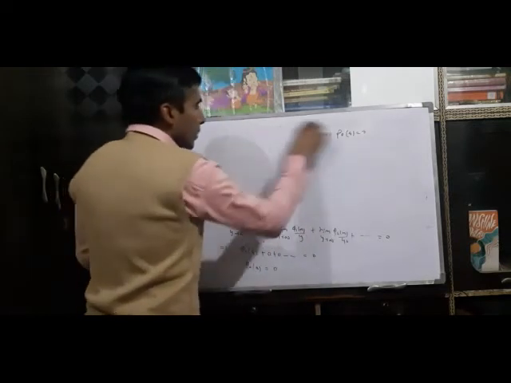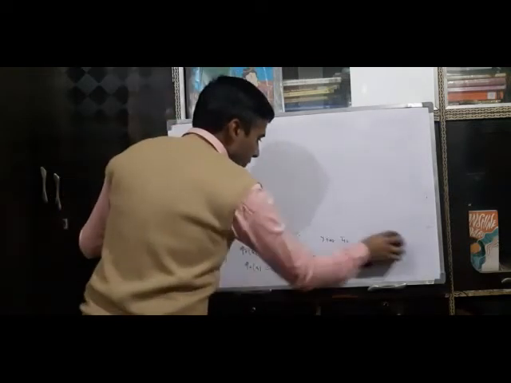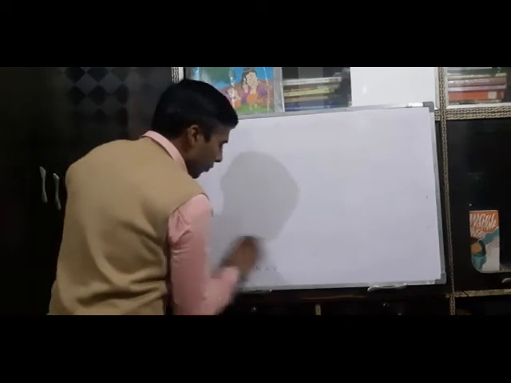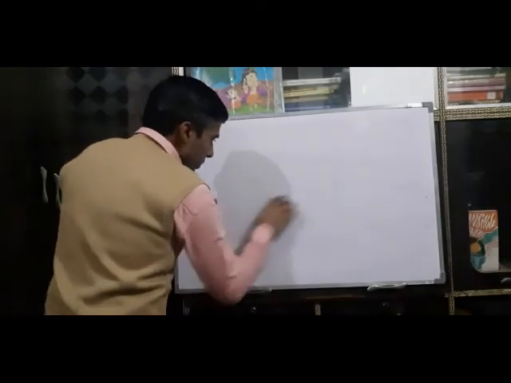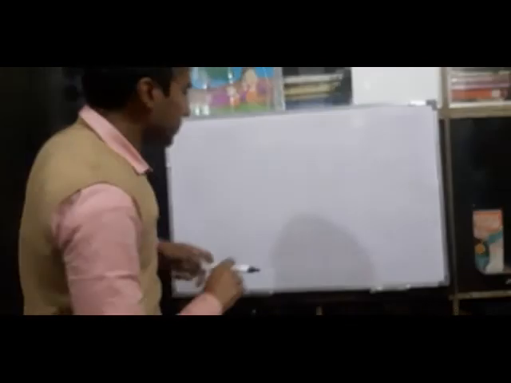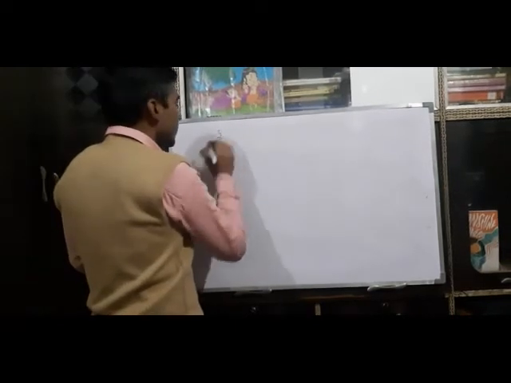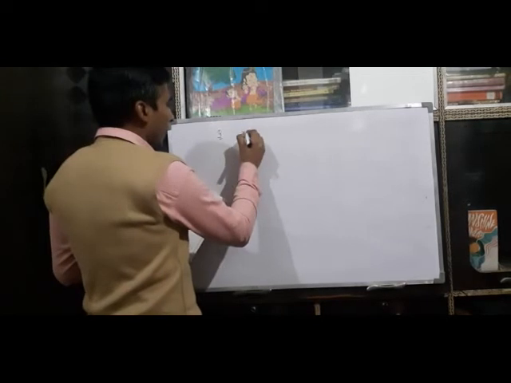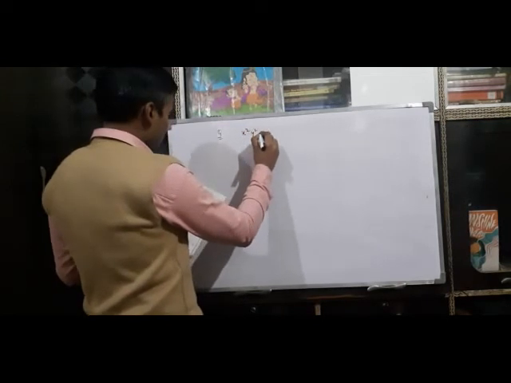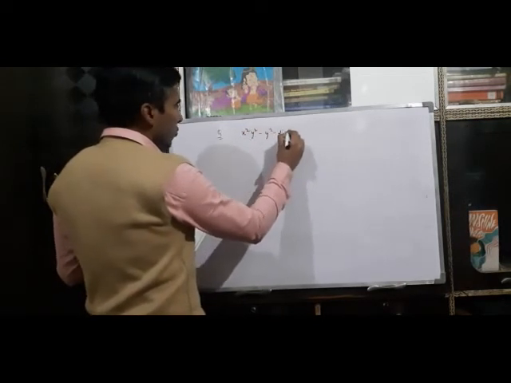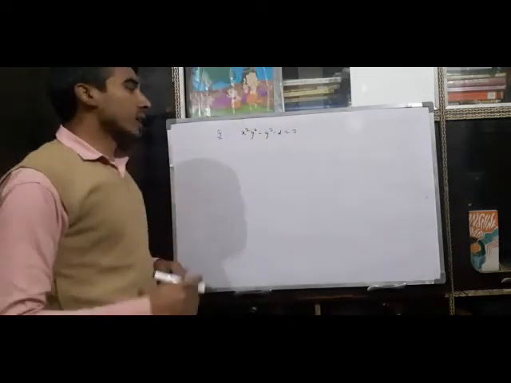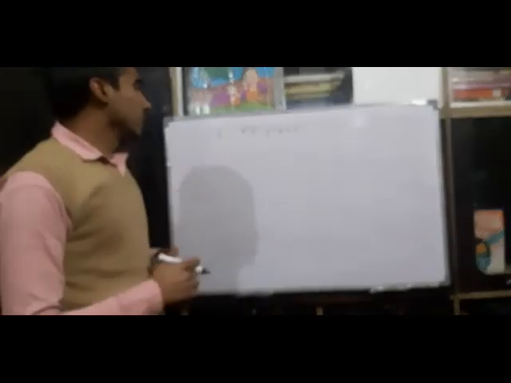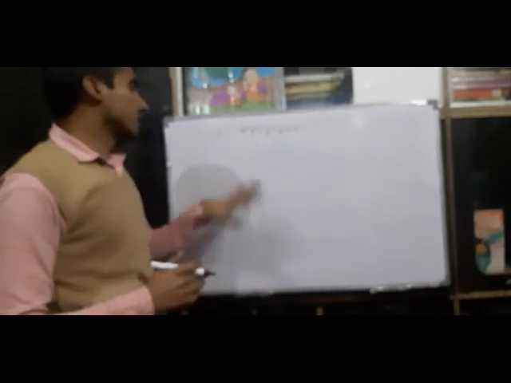So we try to understand this concept with the help of an example. Suppose we have to determine the asymptotes of a curve x square y square minus y square minus 2 equal to 0. This is an algebraic curve and we have to determine the horizontal and vertical asymptotes of the given curve.